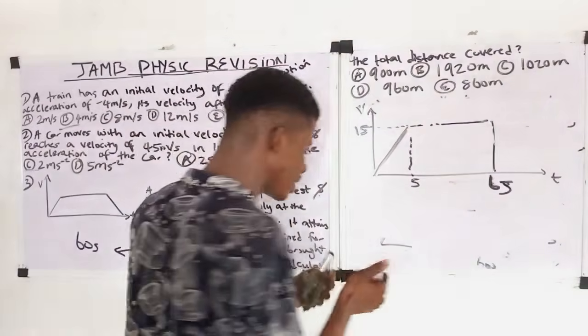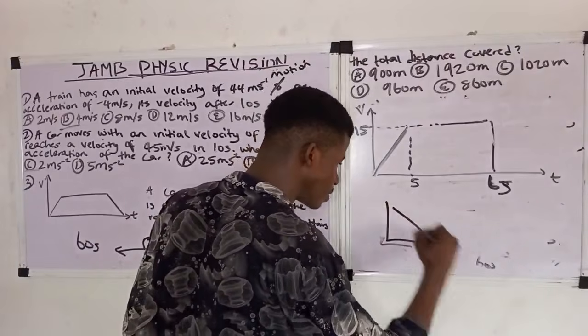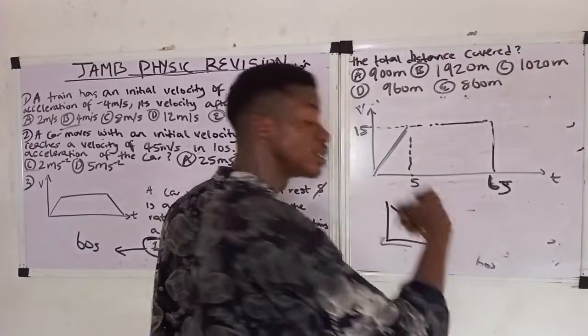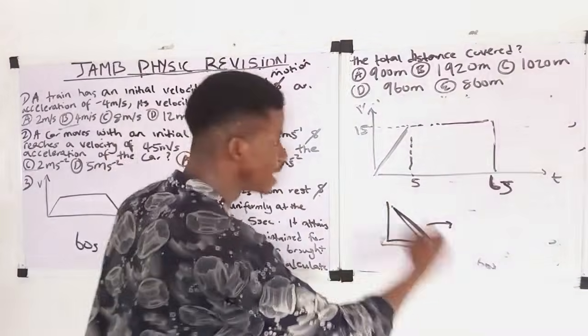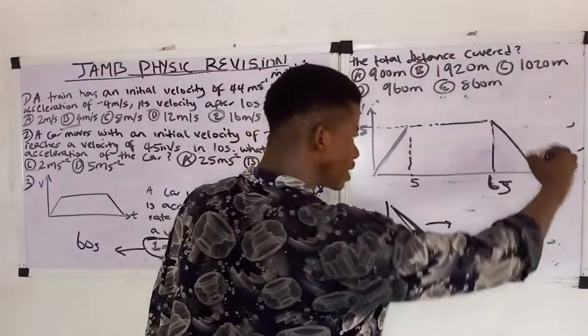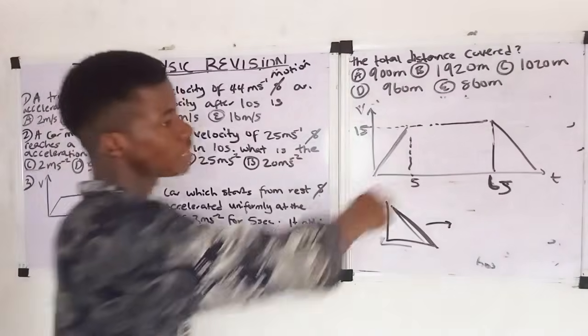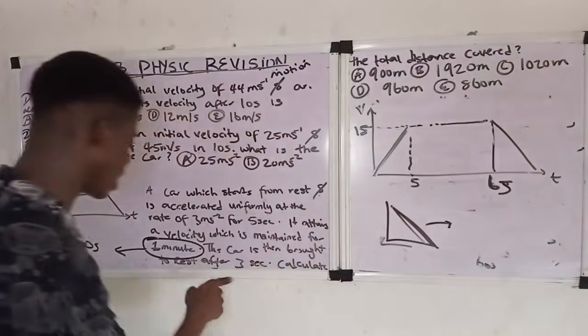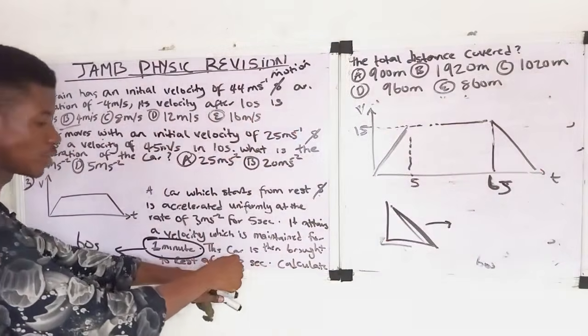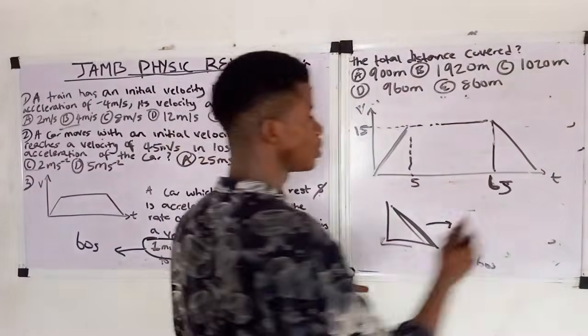And let's continue. The car is then brought to rest after 3 seconds. Now remember, I told you guys that this one stands for deceleration, or when the object comes to rest, right? Yes. So I'll do something like this, right? Because it means deceleration, or when the object comes to rest. Now the object decelerates or comes to rest after 3 seconds, right? So 3.